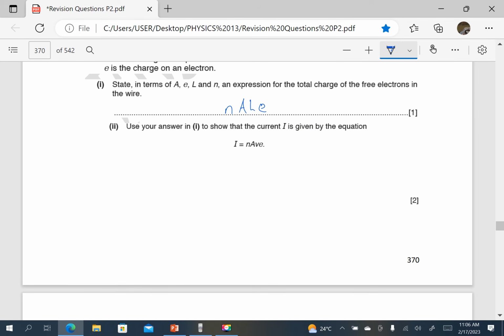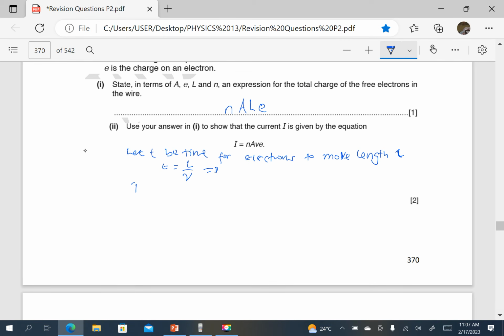Use your answer in part 1 to show that the current I is given by that equation. First of all, let T be the time taken for electrons to move a given length L. Let T be the time for electrons to move length L, and that means T is going to be equal to the distance L over the drift velocity V.